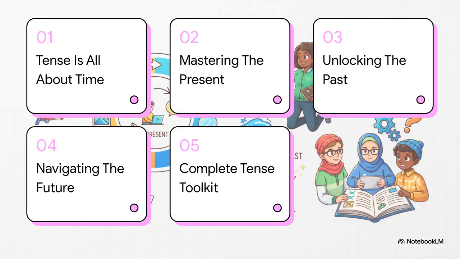Okay, so here's our game plan. We'll start by making sure we get the link between tense and time. Then we'll journey through the present, jump back to the past, and look ahead to the future. After all that, we'll put everything together into your complete toolkit. All right, let's jump in.